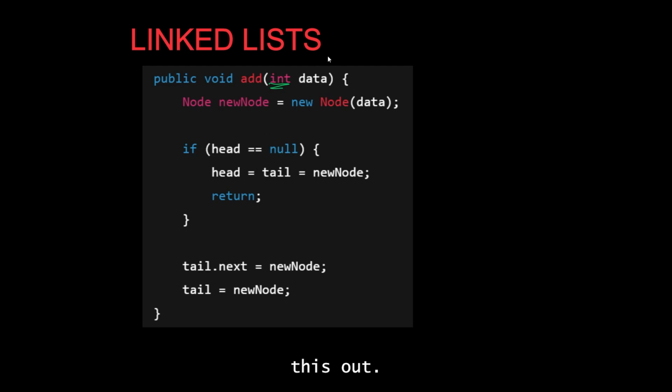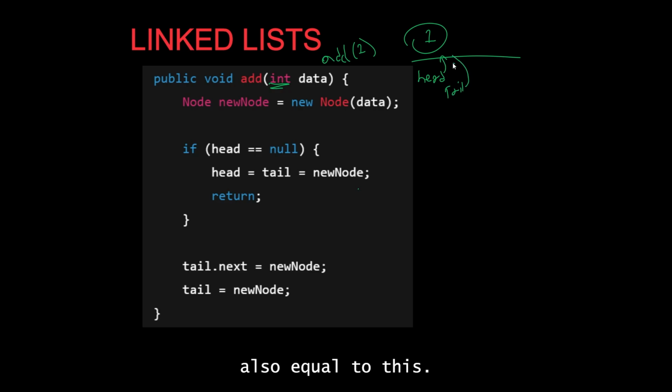So let's try this out. Let's do add 1 or something, and let's go through it. Right now we have nothing here. So we create a new node with 1 in it, and then we check if the head is null. Well, head is currently null, we haven't set it to anything. So we just go in here, and then we set the head and the tail to the new node. So now we're going to make the head equal to this and the tail also equal to this. And then we just return and we don't run the next lines of code. Now let's add 2. So let's run add 2.